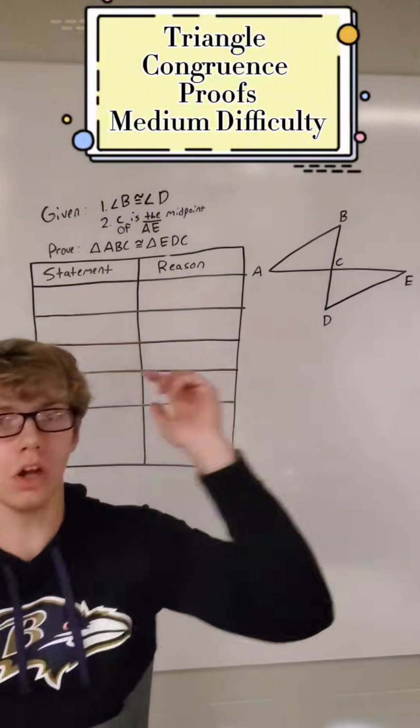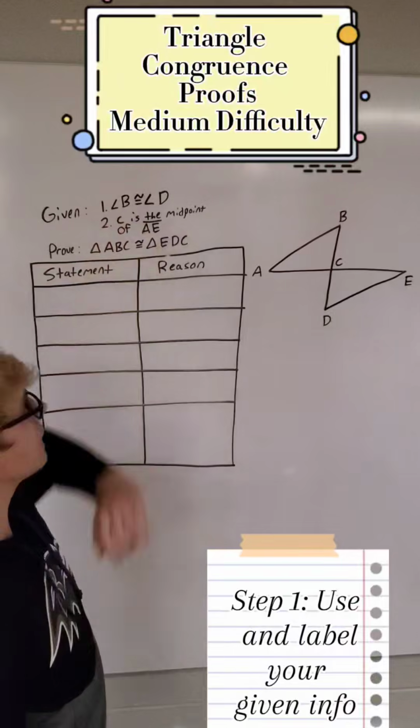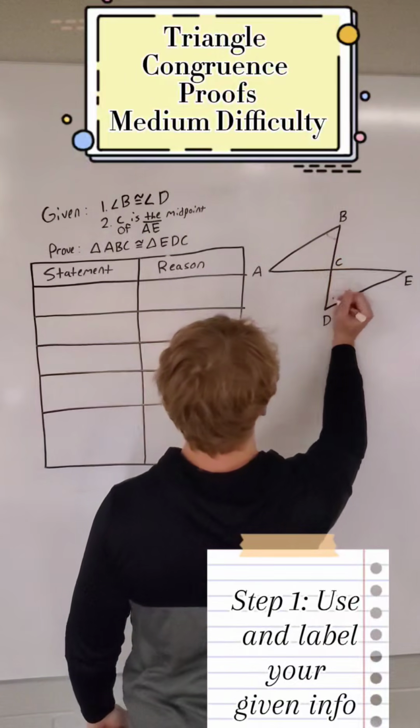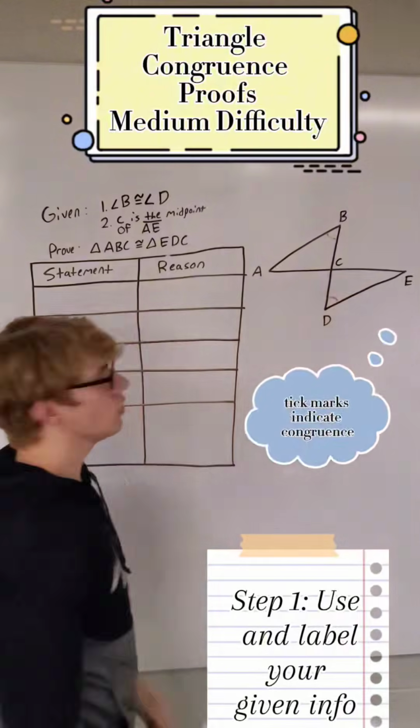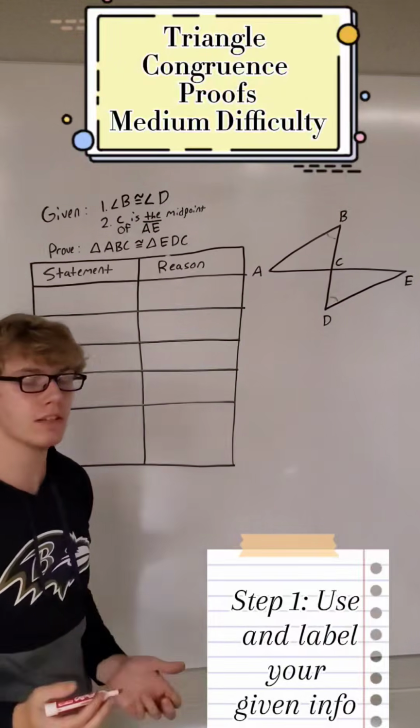I will always, always, always encourage you, label your given information. Okay, so angle B is congruent to angle D. Let's come up onto our picture and mark that angle B and angle D are congruent. Now, your given information usually makes up your first one or two lines of your proof. So I'm going to add this information here.